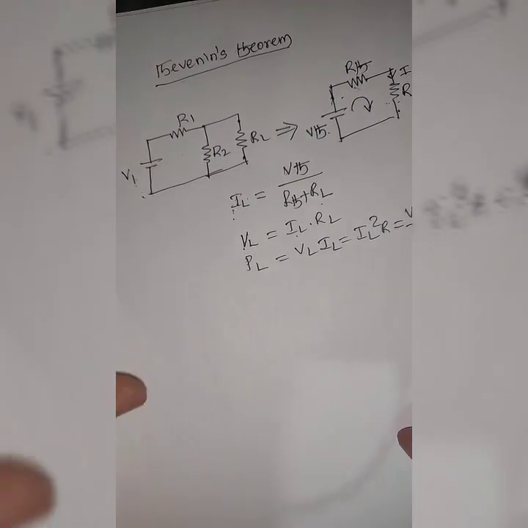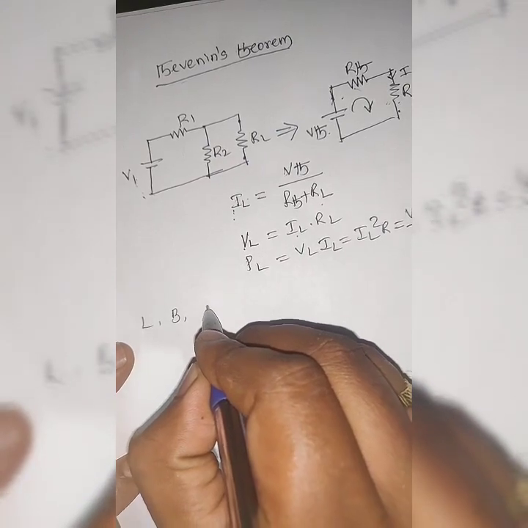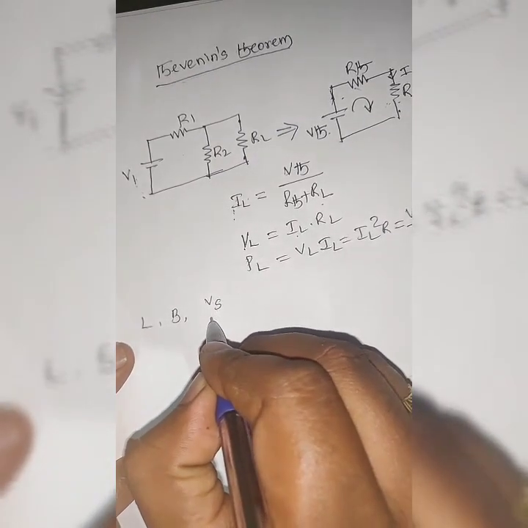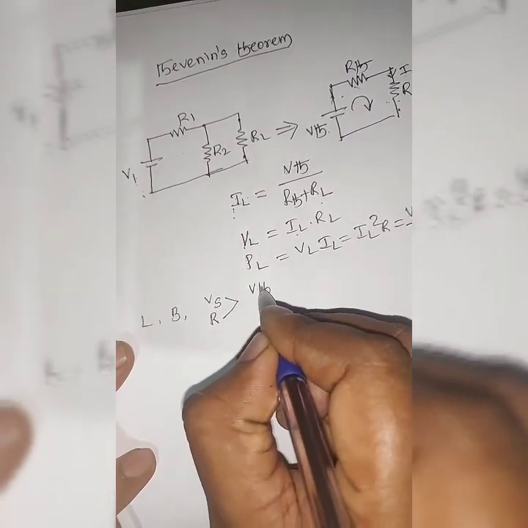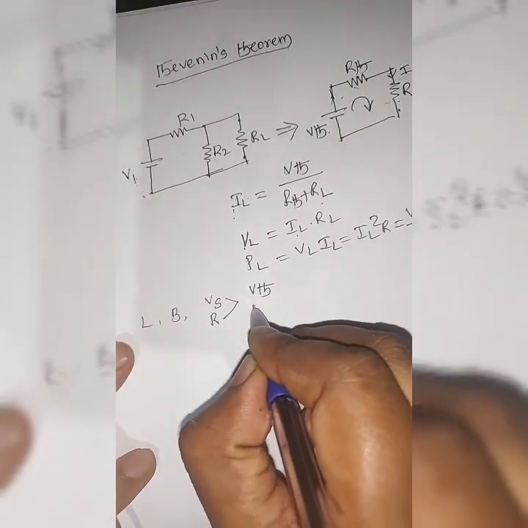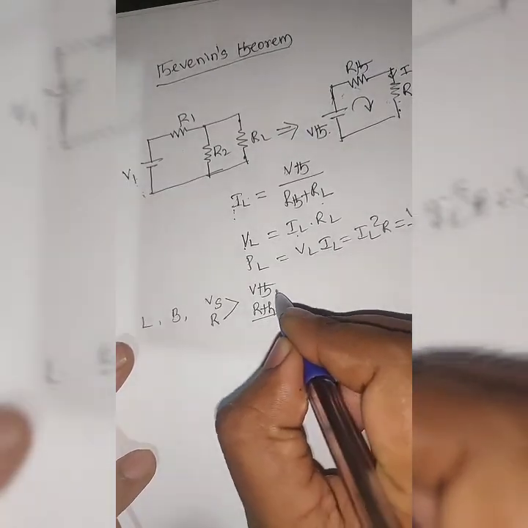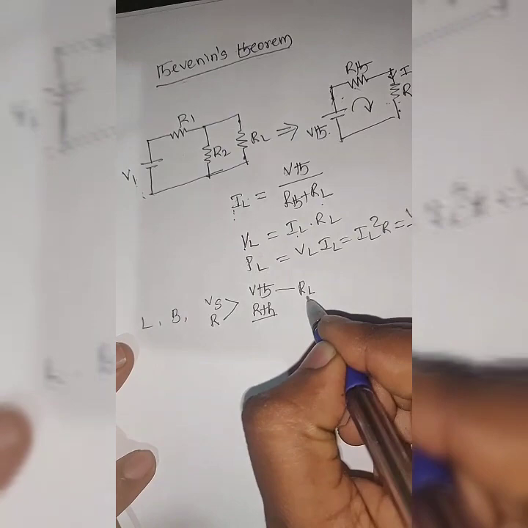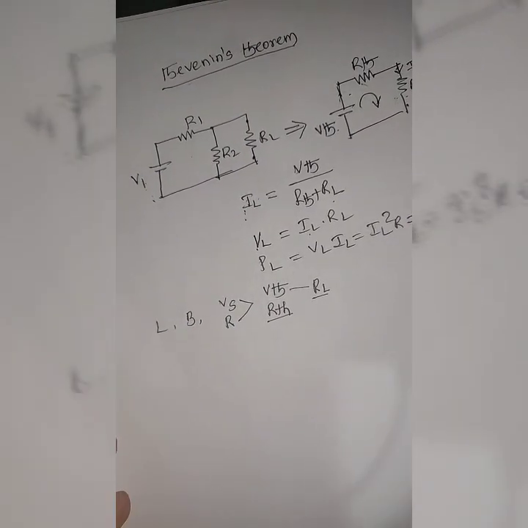Now observe the statement: in a linear bilateral circuit consisting of a number of voltage sources, current sources and resistances, these are replaced with a single equivalent voltage source VTH with a single equivalent series resistance RTH along with RL. For solving, we follow three steps.